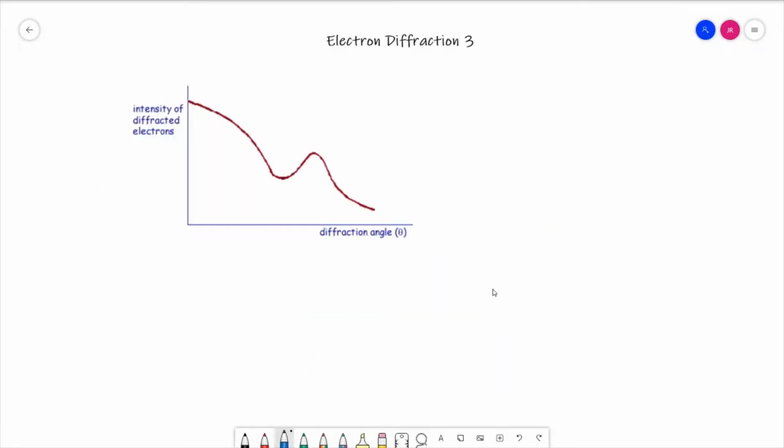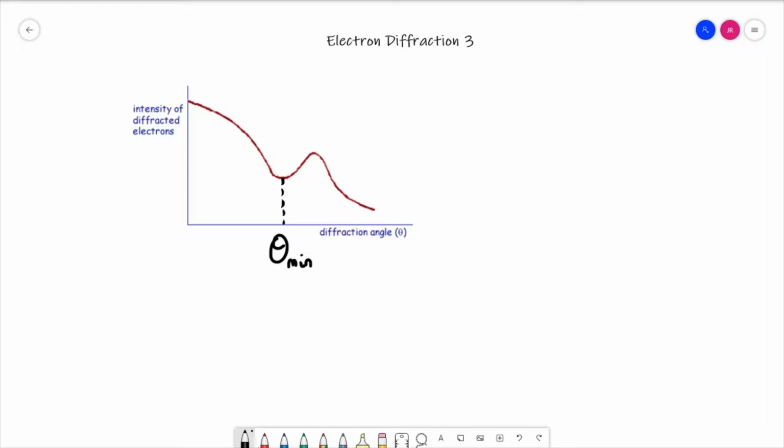So moving on to a fresh slide then, what we need to use in order to calculate a nuclear radius is this angle here, which is called theta min, and that is the angle of the first minimum in the electron diffraction pattern.